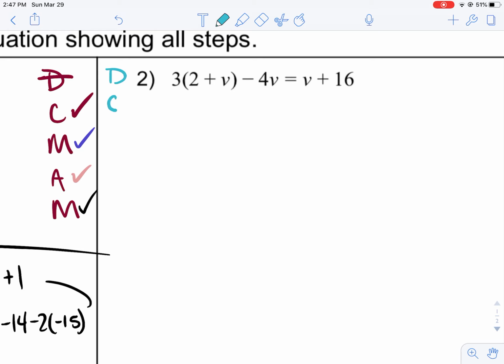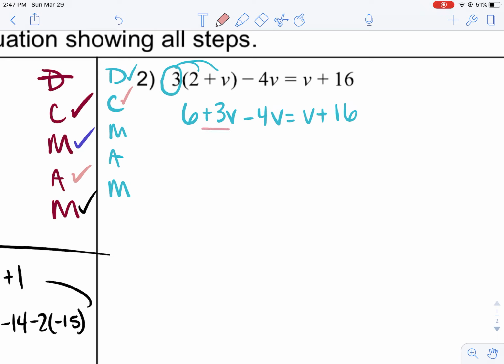Problem 2, again with that "Don't Call Me After Midnight." First is D for distribute. This time I do have parentheses, so I will need to distribute to both sides. So 3 times 2 is 6, 3 times V is 3V, and then if I don't touch it, I rewrite it.